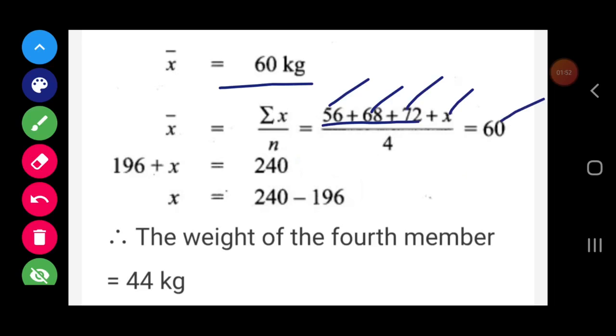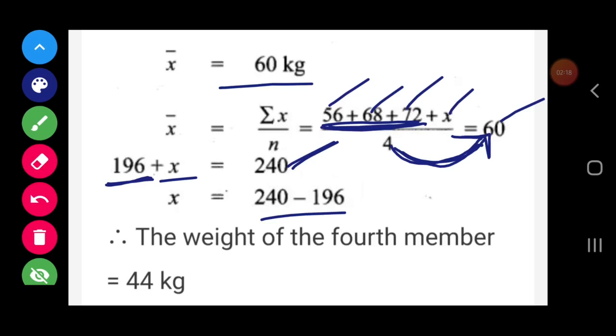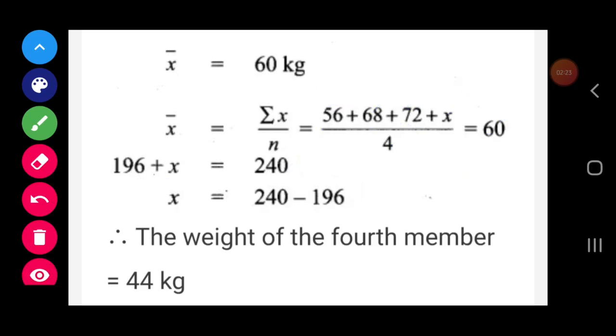Now we add these 3 values, which gives 196. Now we need to take this 4 to the other side of the equation. So 4 times 60 is 240. Now we need the x value, so we take this 196 to the other side. When we subtract 196 from 240, we get 44 kg. This is the weight of the 4th person.